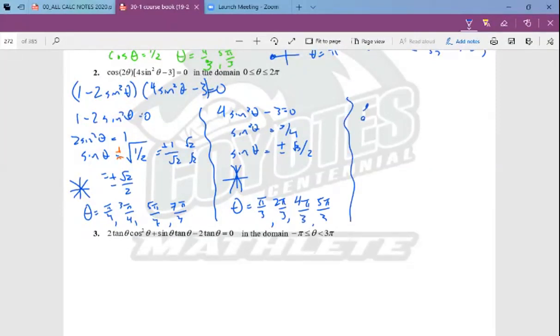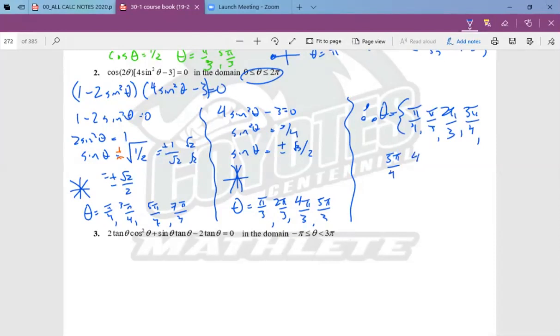Therefore, we conclude we're going all the way from 0 to 2 pi. Theta equals pi quarters, pi thirds, 2 pi thirds, 3 pi quarters. Just continue to list them. 5 pi quarters, 4 pi thirds, 5 pi thirds, 7 pi quarters.